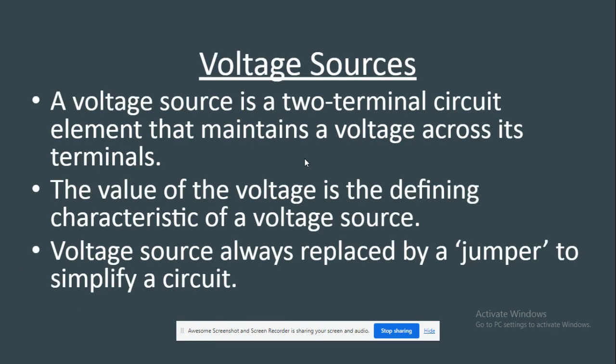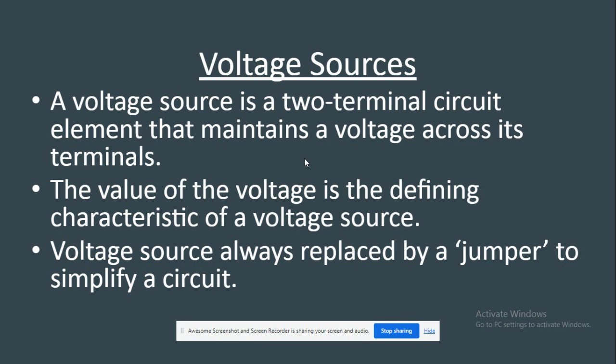So what is a voltage source? A voltage source is a two-terminal circuit element. What does it mean? It means that it has two terminals having different potential. One is at higher potential, that is the positive one, and one is at lower potential. So the current flows from higher to lower. The electrons basically flow from the higher to the lower, and that's how the current flows. Basically, current is the flow of electrons. So the value of the voltage is the defining characteristic of a voltage source.